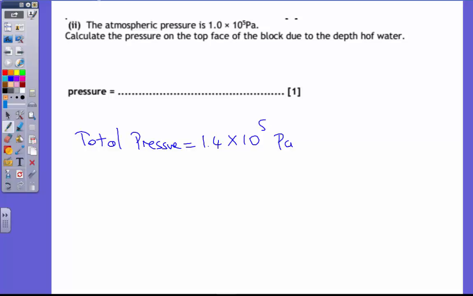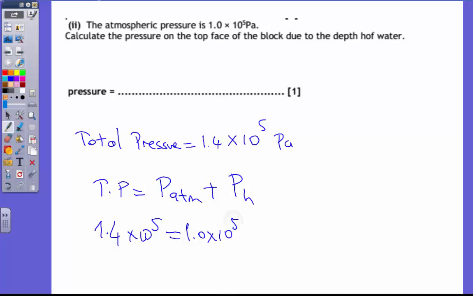Total pressure is equal to atmospheric pressure plus pressure due to the water. So 1.4 times 10 to the power 5 is equal to 1.0 times 10 to the power 5 plus the water pressure. So the water pressure is equal to 0.4 times 10 to the power 5 Pascal. This is the pressure due to the depth of water.